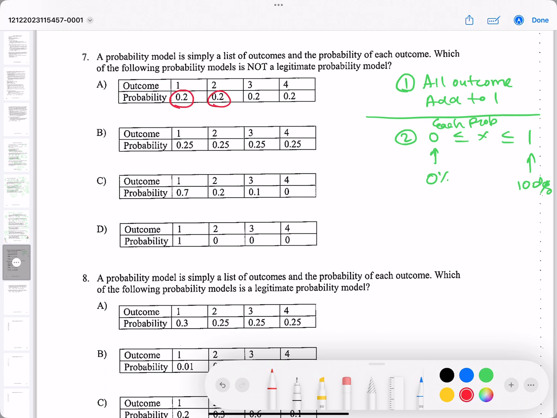Let's check it. 0.2 plus 0.2 plus 0.2 plus 0.2 equals 0.8. So that's out. 0.25 plus 0.25 plus 0.25 plus 0.25 equals 1, and each of these is between 0 and 1, so that would be okay. 0.7 plus 0.2 is 0.9, plus 0.1 is 1. And each of them is between 0 and 1, so that would be okay. This one is 100% of the chance, and these are 0. So that's 1, and each of them is between 0 and 1, so that's okay. So the only one that's bad is this one here, A.